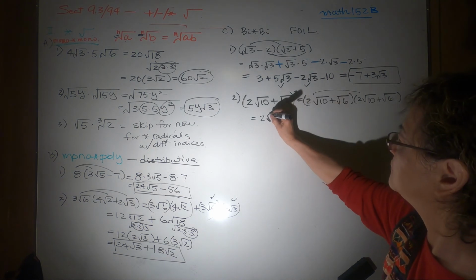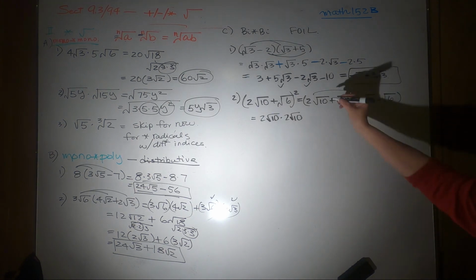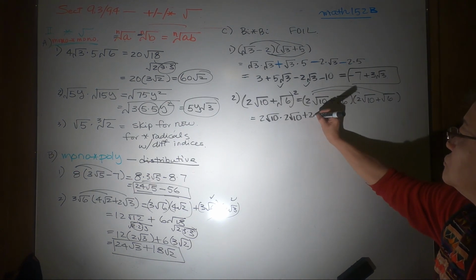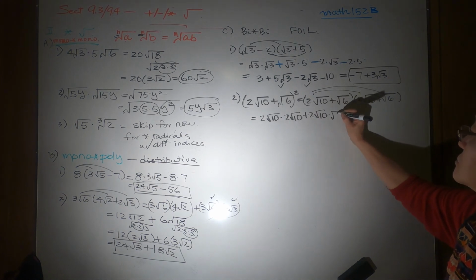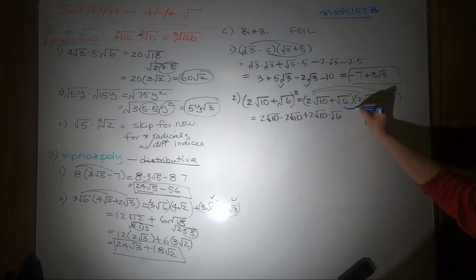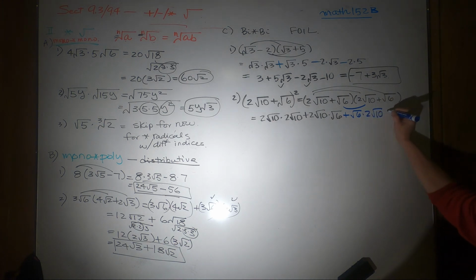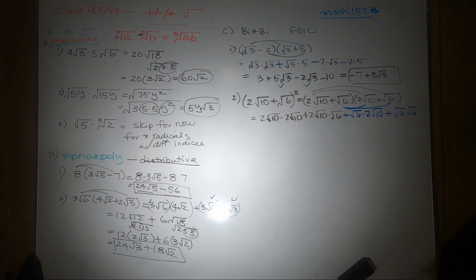So you do what? First one, 2 square root of 10 times 2 square root of 10. Right? The next one becomes what? 2 square root of 10 times what? Square root of 6. Right? Then the bottom, you will have plus square root of 6 times 2 square root of 10, right? Plus square root of 6 times square root of 6, right? So 2 terms times 2 terms, you have 4 terms. You'll be fine. But next step, you make mistakes, okay?